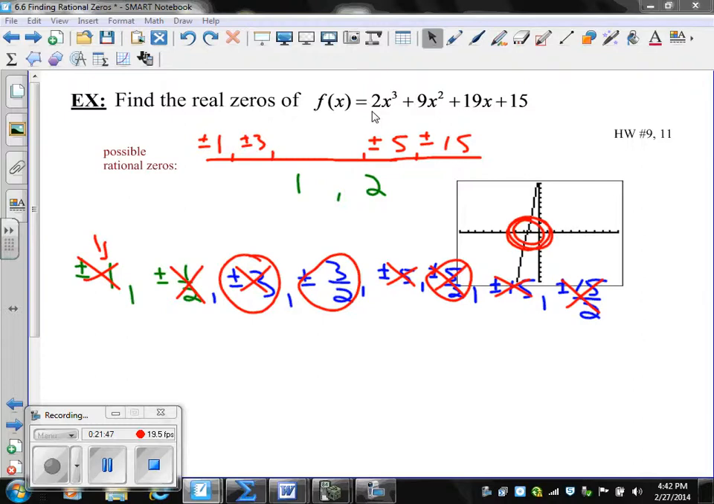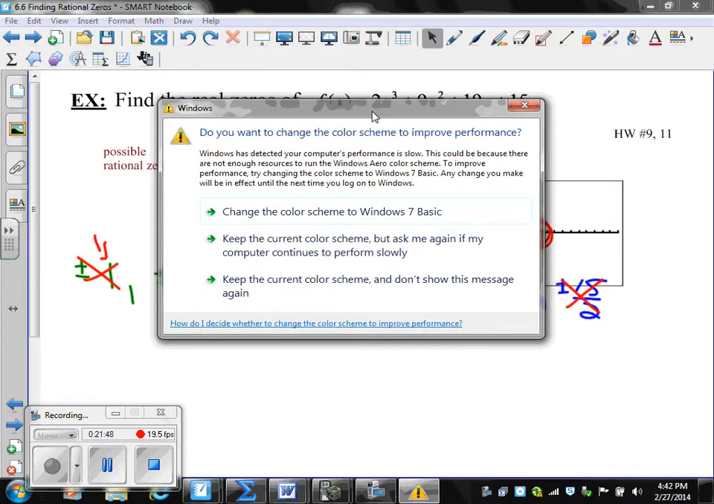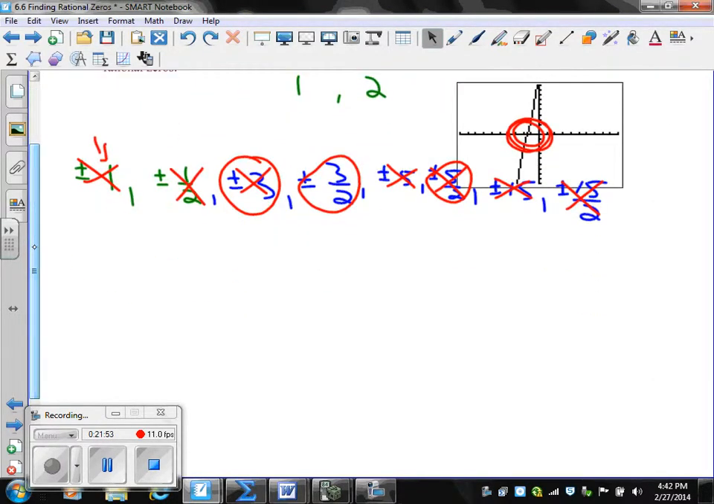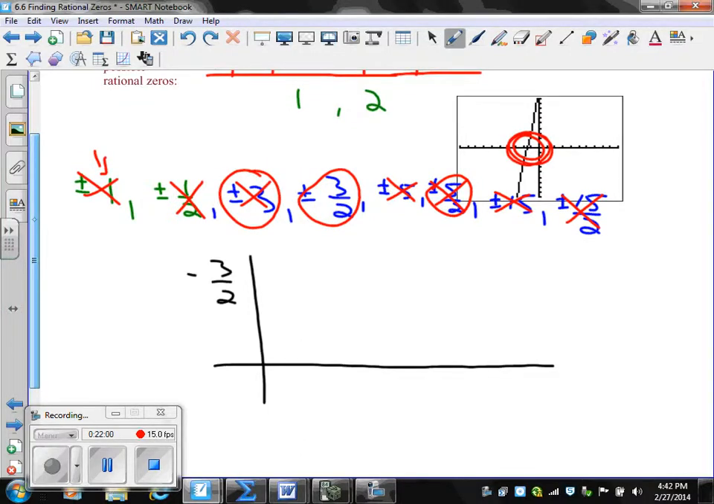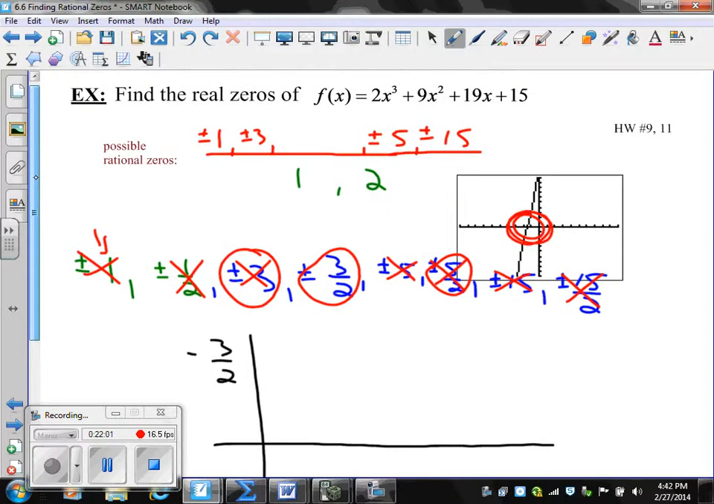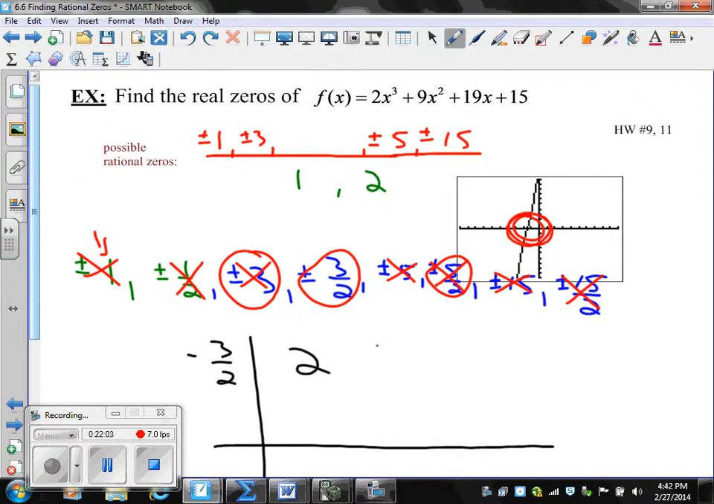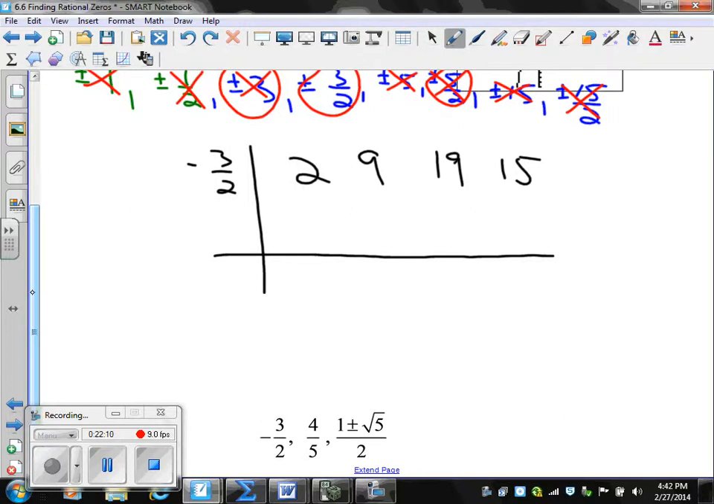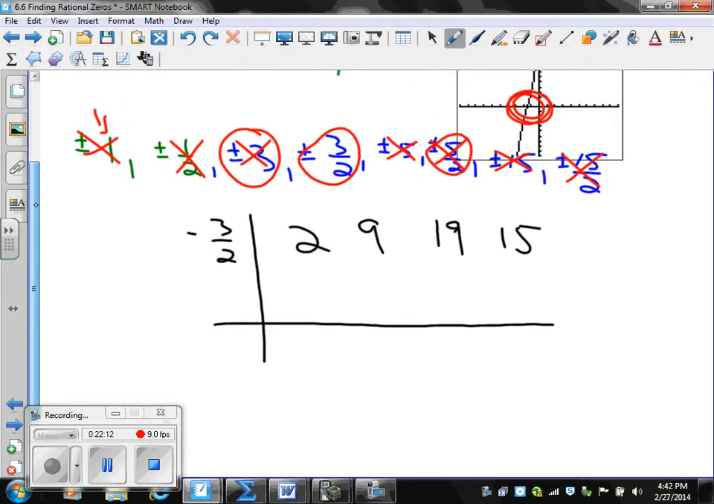So unfortunately, it's a fraction, so I'm going to have to deal with some fractions here. But that's how it goes. So I'm going to try -3/2, and I'm going to do synthetic substitution with my coefficients up here. So I'm going to grab 2, 9, 19, and 15. Oops. There are my answers down there. Actually, those aren't my answers. Those were for a different problem here. So luckily, you can just follow along with me. We're not going to come across fractions too often. So this might be the only time that we actually do this.